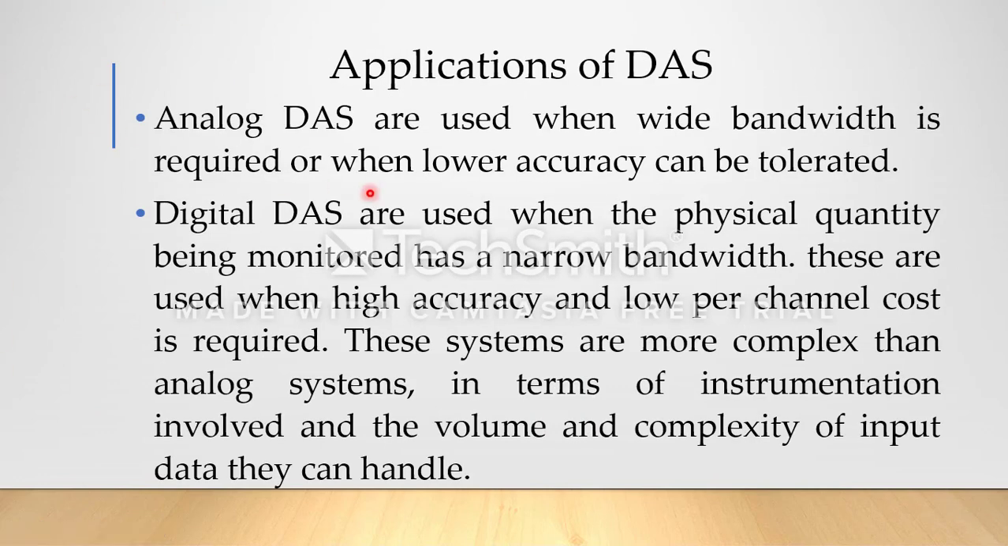What are the applications of data acquisition system? If we are using analog, wide bandwidth and low accuracy can be tolerated, so we need not bother about the accuracy. If we are going for digital DAS, then we need to have a lot of components, that is we need filter circuits, noise reduction, and proper buffer circuits, multiplexer circuits, all those. When the physical quantity has a narrow bandwidth, high accuracy and low per channel cost are required, and the system is more complex than the analog system.